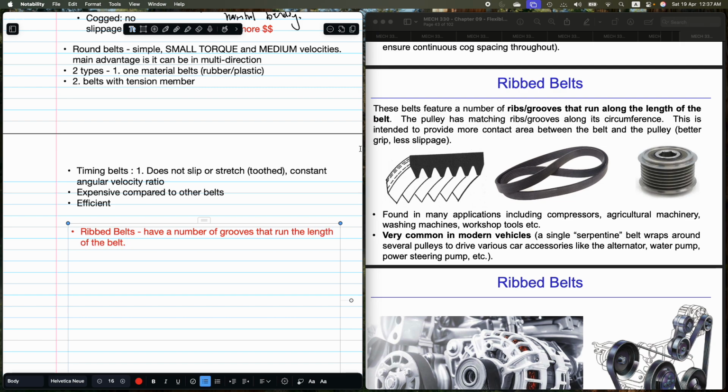The pulley has matching grooves. This is intended to provide more contact area, the better grip, less slippage. The pulley also has matching ribs along its circumference, which is obviously the length. So what you get is more contact area.